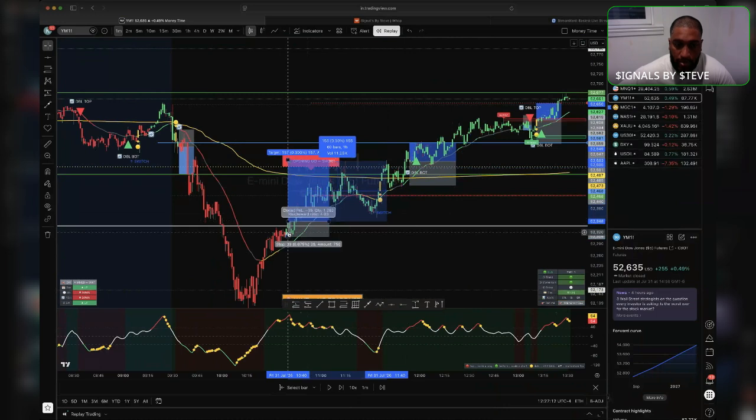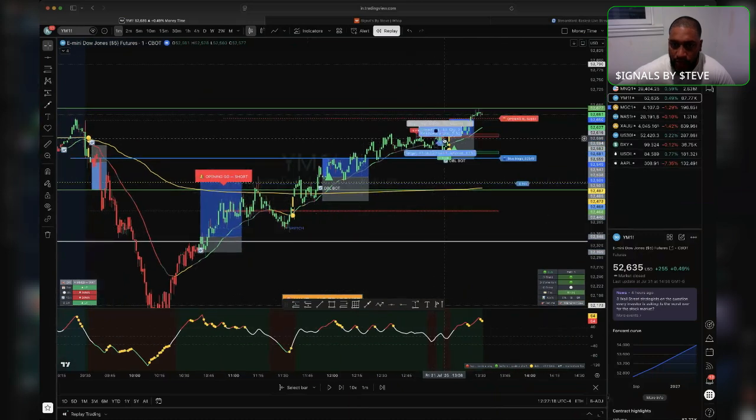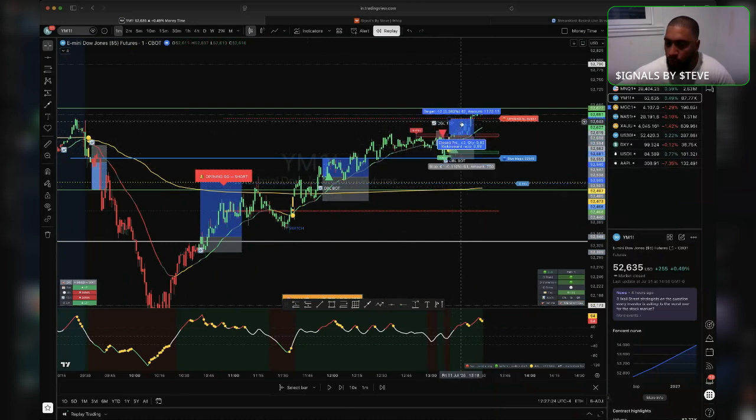All right, so we get the reversal signal. I am looking to just take it. Now it gave that reversal signal, and like I said, we took that L. Perfect, 25 points, and then made it right back with 42 points.